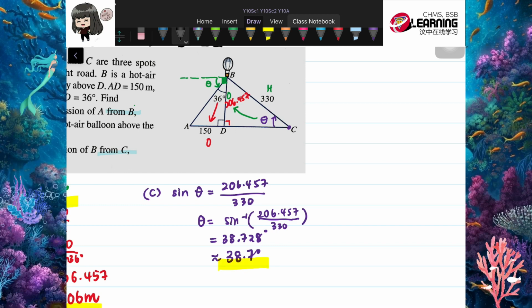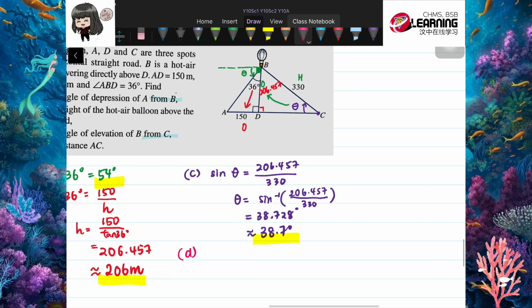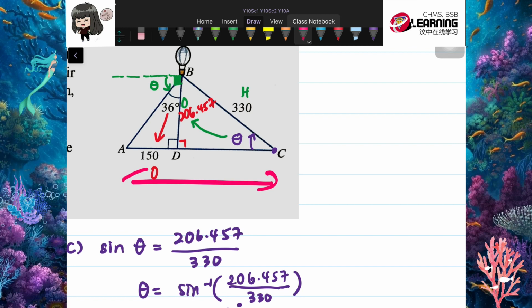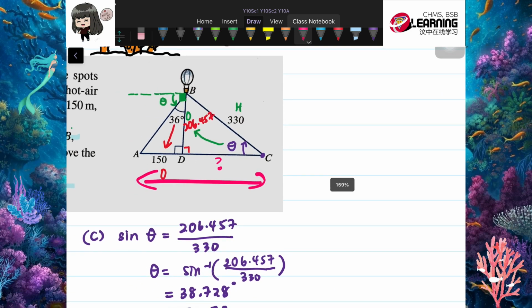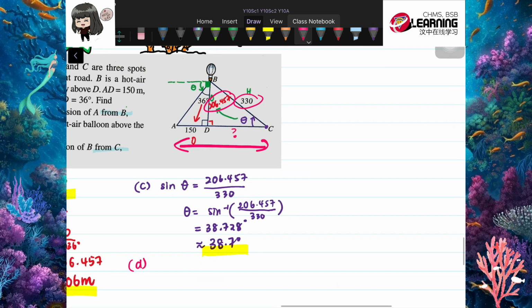Alright. Okay, so now let's look at D. The distance of AC. AC, you want this whole thing now. You want this whole thing. So before you find this whole thing, you find DC first. Okay, find DC first. But how do you find DC? Pythagoras Theorem. You want to use SOH CAH TOA also can. But use Pythagoras is easier because you already have these two lengths.